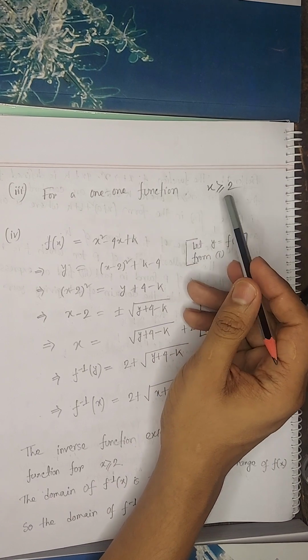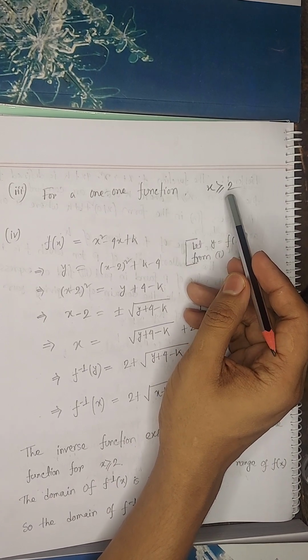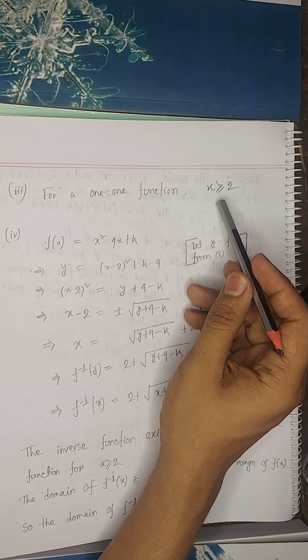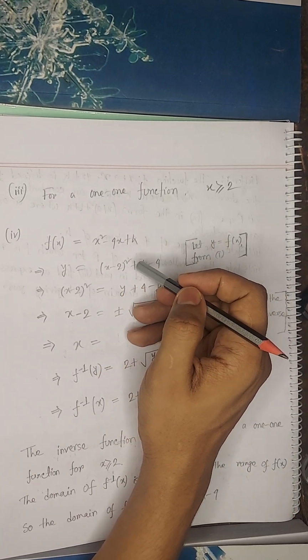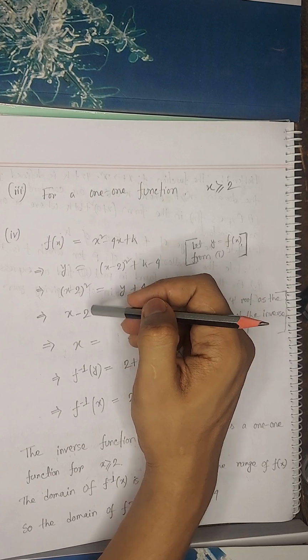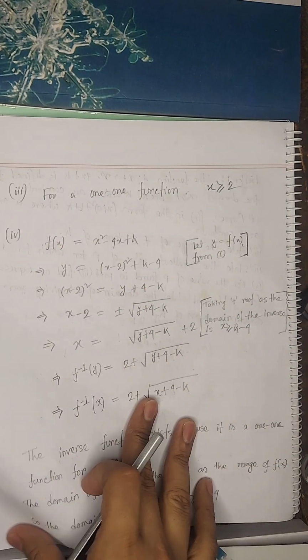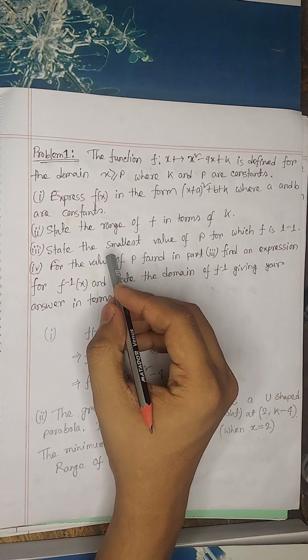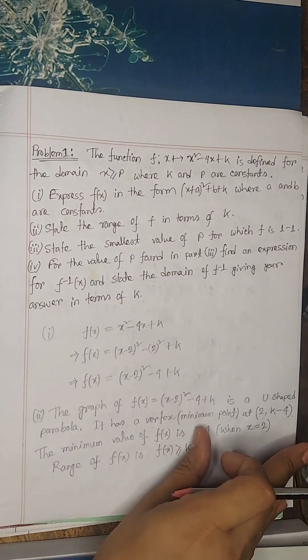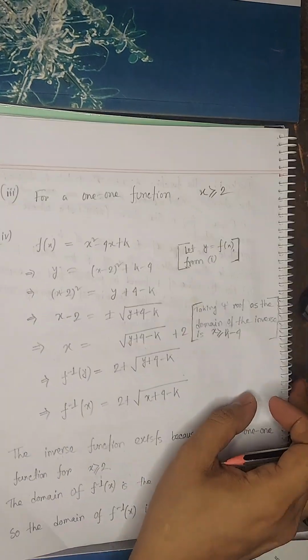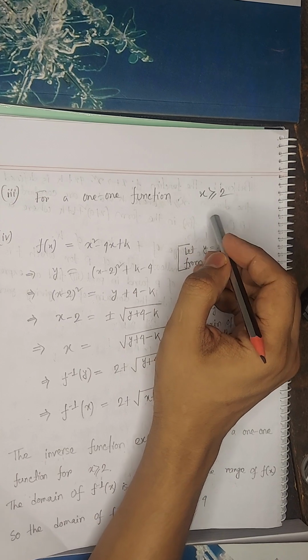For a 1-1 function, x always will be greater than or equal to 2. Okay, f(x) is equal to x square minus 4x plus k. Here we are going to find f inverse x in part 3. We have to state the smallest value of p for which f is 1-1. That's why we write that for a 1-1 function x will be greater than or equal to 2.